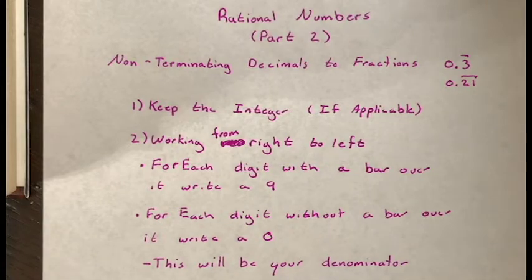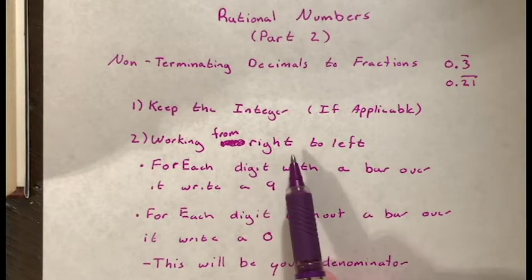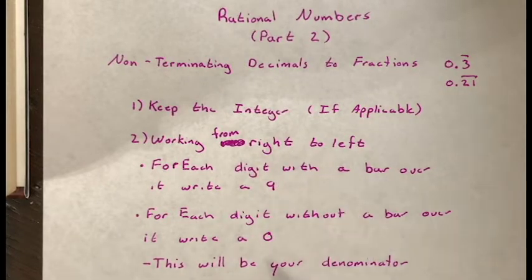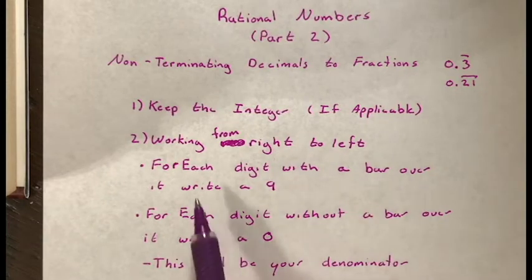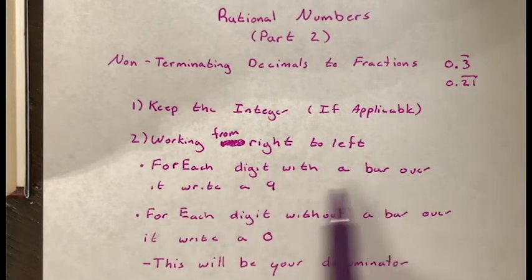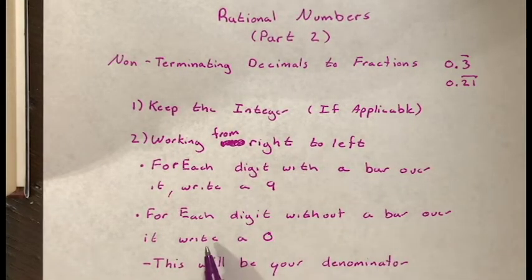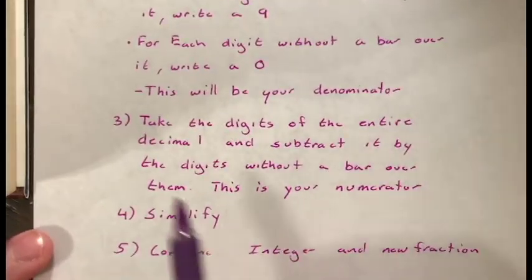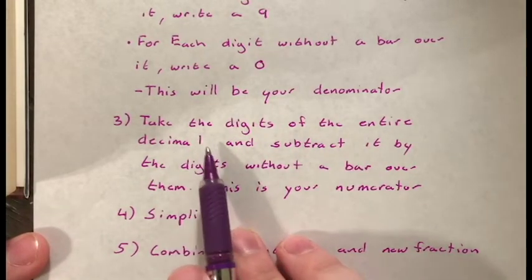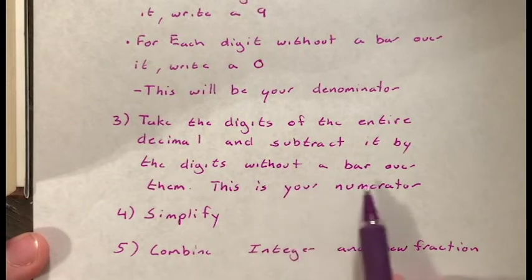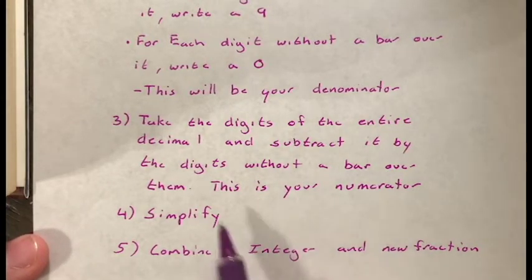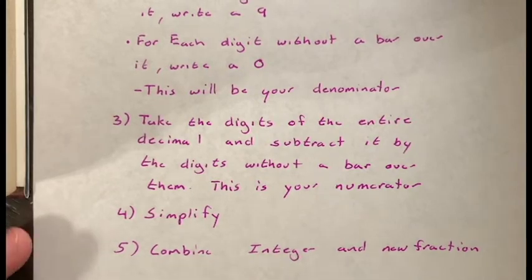All right, so first, as always, keep the integer. Just keep the integer, and then let's just work with the decimal. It says working from right to left. Notice it said right to left, not left to right. For each digit with a bar over it, write a 9. For each digit without a bar over it, write a 0. This will be your denominator. Then it says, take the digits of the entire decimal and subtract it by the digits without a bar over them. This is your numerator. Simplify. Combine the integer and the new fraction together.